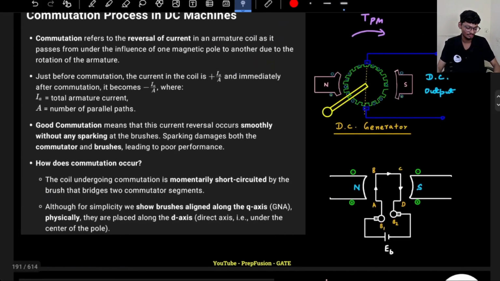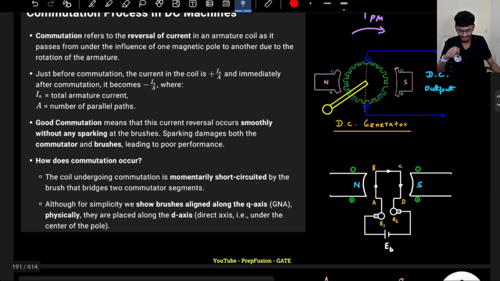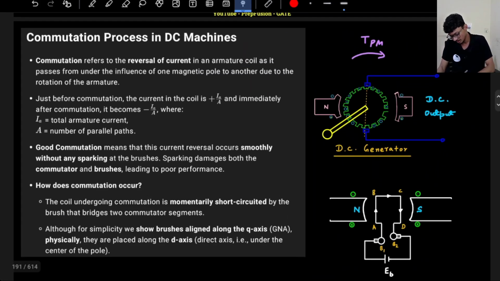Now let's move on to our actual topic, that is commutation. So we will discuss commutation now. What is commutation? We have previously discussed that it refers to the reversal of current. So the outside world sees this machine as DC, so it expects that current is unidirectional, but inside, I know that it is alternating. The voltage is alternating, so current also will be kind of alternating only, right?